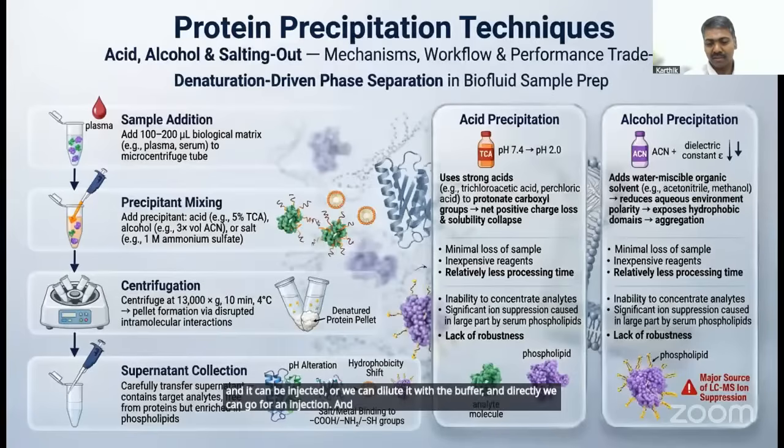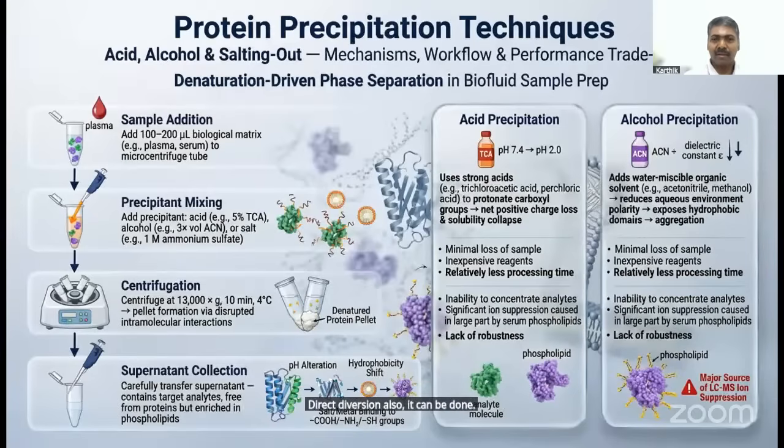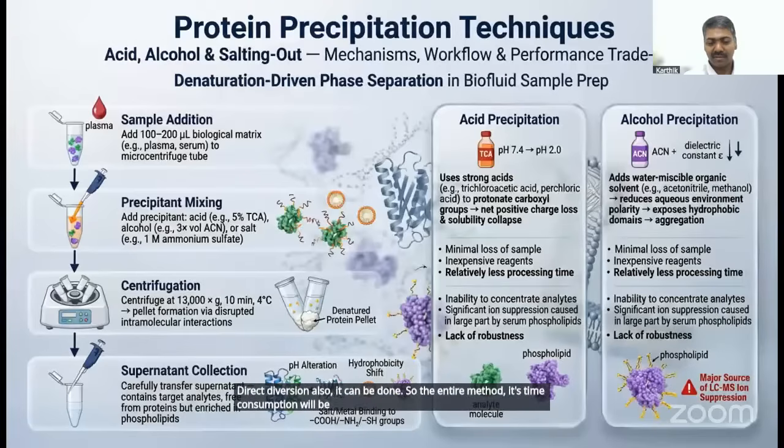And this has to be checked, that there is no ion suppression. Direct dilution can also be done, so the entire method's time consumption will be less, but chances are ion suppression will be there. To avoid that ion suppression, SLE cartridges can be used.